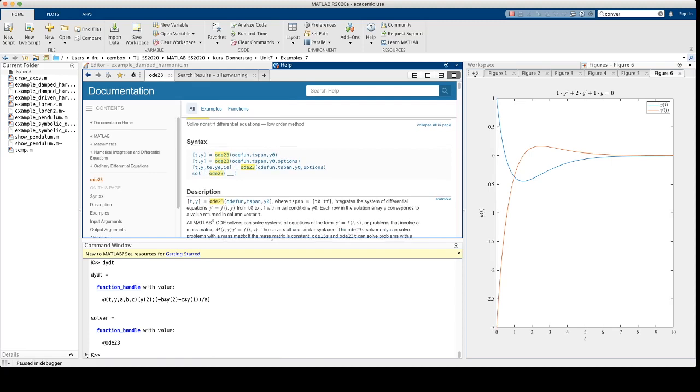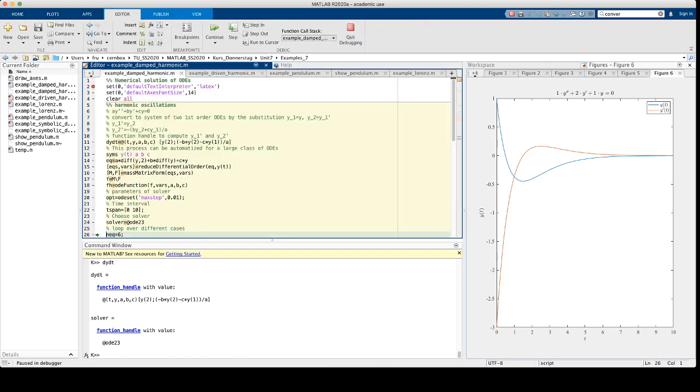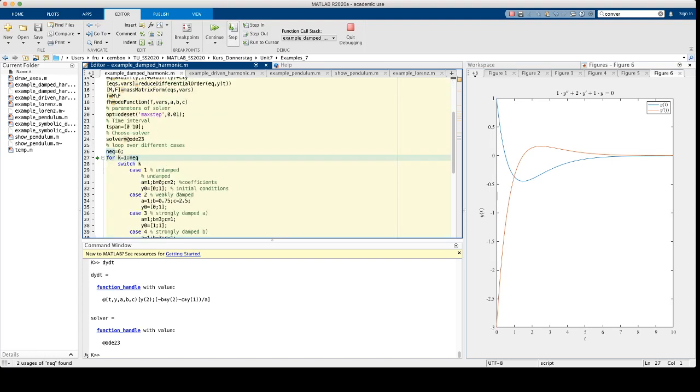And we see in the script how it is called. We now loop over 6 different examples. The first one is an undamped oscillation. So A equals 1, B equals 0, C equals 2. These are the coefficients. The initial conditions are 0 for y and 1 for y prime. They are contained in this column vector.